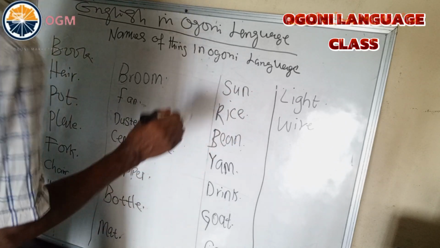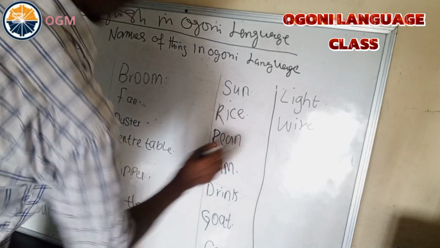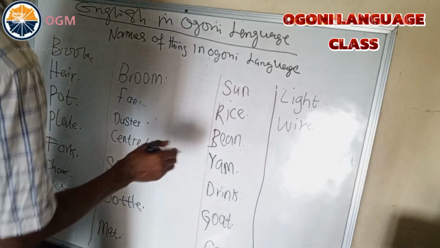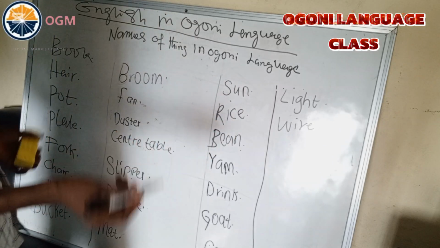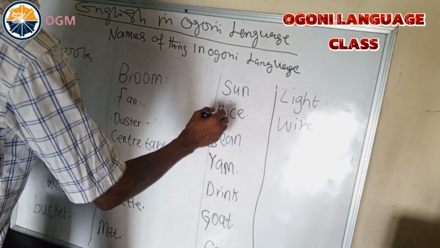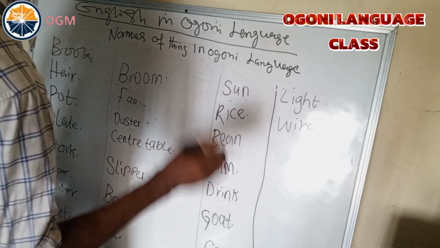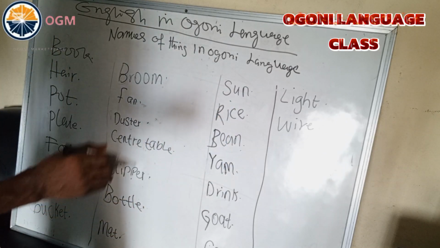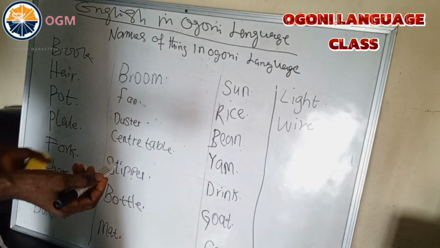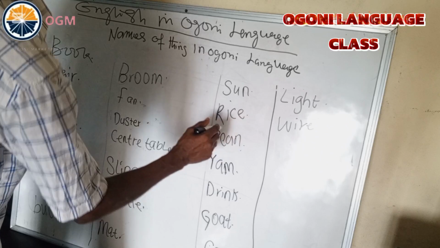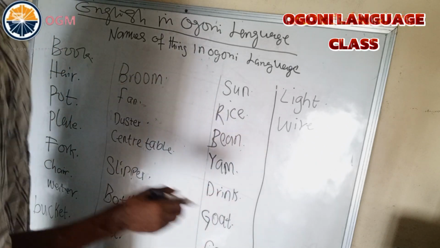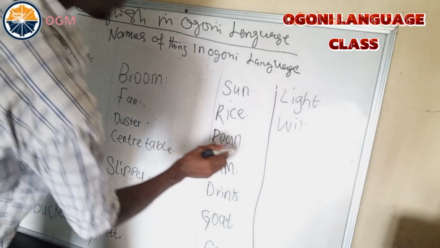Rice. Rice is called ziakon. Rice, ziakon.